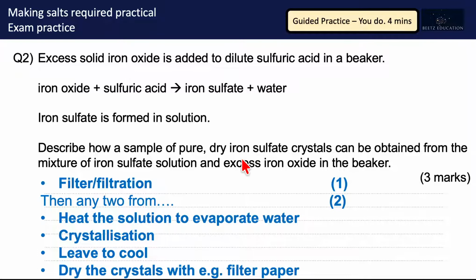Okay, so the only difference here was your base and your acid. The rest of the steps were the same as previous. So we get a mark for mentioning filtering the solution or using filtration to remove, obviously, our excess iron oxide. That has to come first to achieve full marks in this response, and then any 2 from the list shown here. Okay, either heating the solution to evaporate water, mentioning of crystallization, leaving to cool, or you could have mentioned at the end drying the crystals with filter paper.